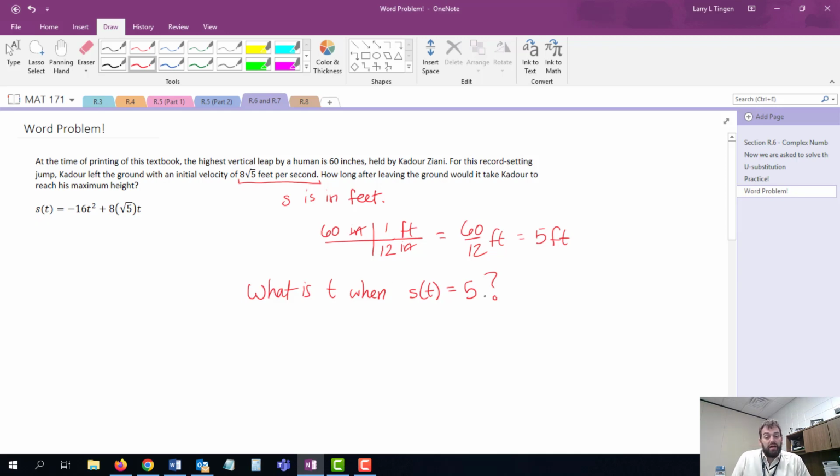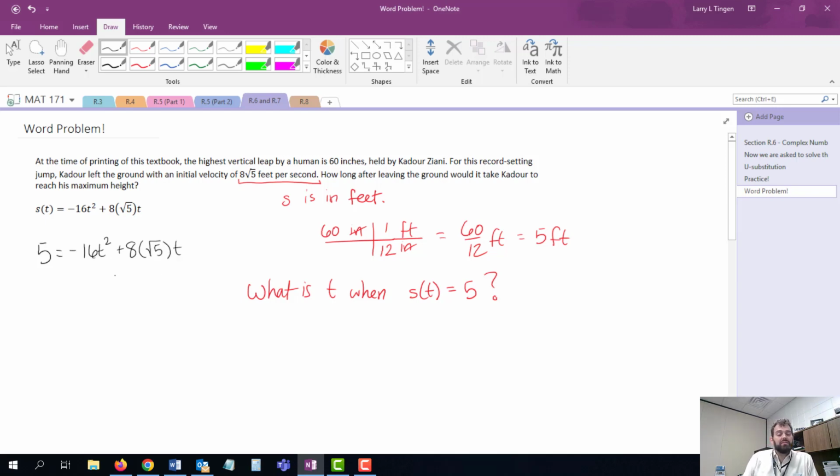So what have I done? I have 5. I plug it in for S of T, and then I solve for T. So let's do that. So 5 is equal to negative 16t squared plus 8 times the square root of 5t.